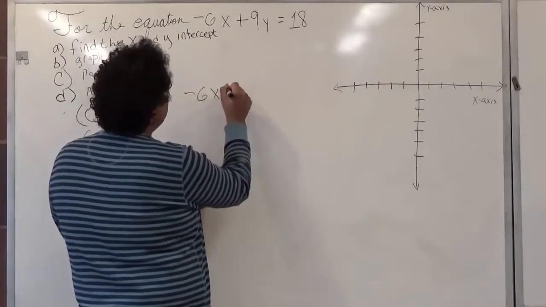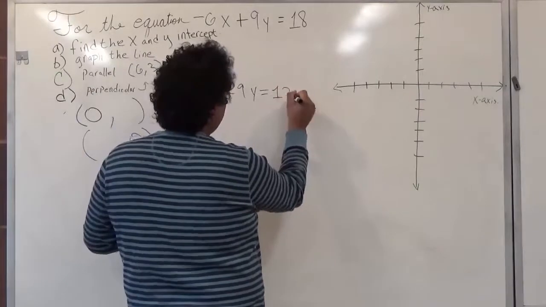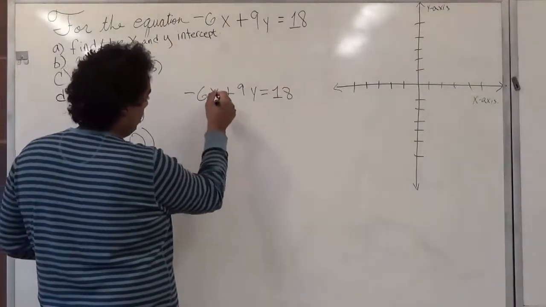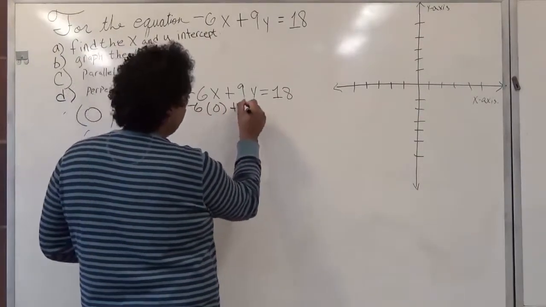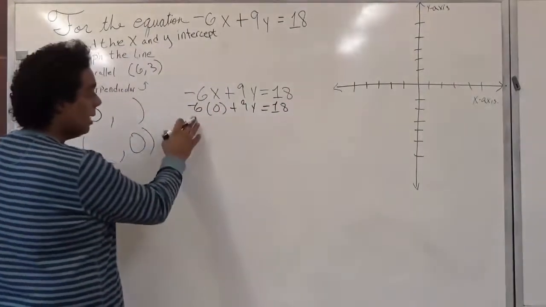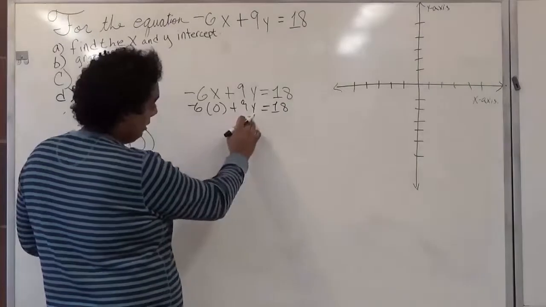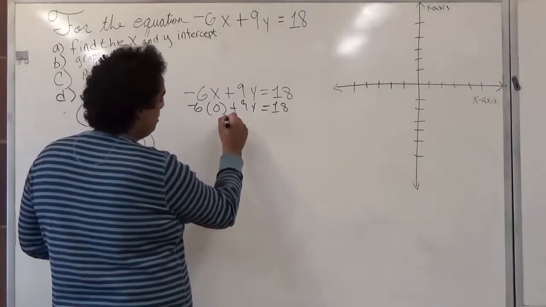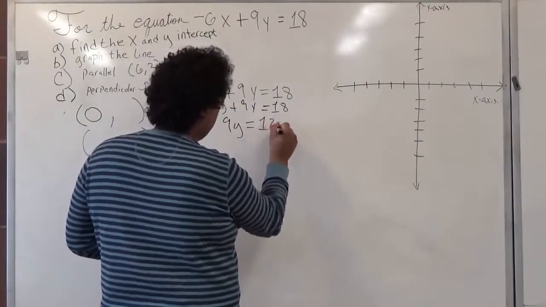Negative 6x plus 9y is equal to 18. For our y-intercept, we need x to equal 0, so let's plug 0 for x. Negative 6 times 0 plus 9y equal to 18. Negative 6 times 0 is going to give us 0, and 0 plus anything is just going to be that number. So 0 plus 9y is 9y, so I'm just going to bring down 9y equal to 18.